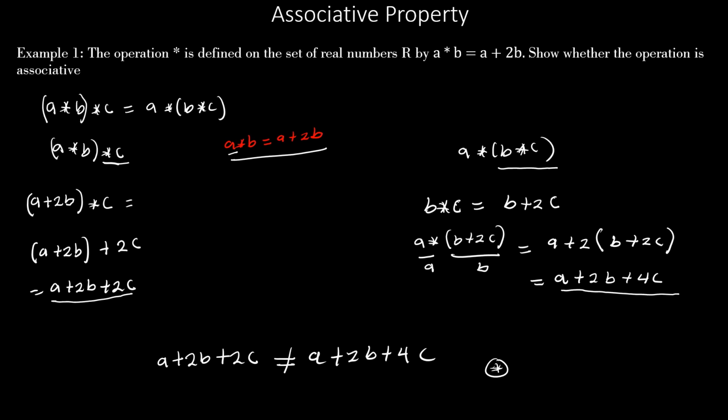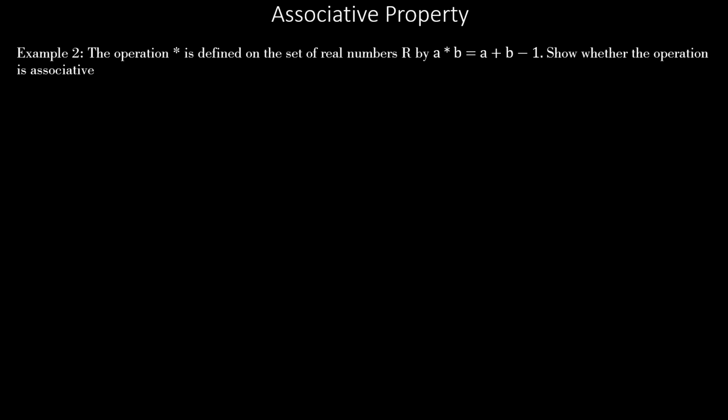It's not associative under the set of real numbers. We have a second example here. The operation asterisk is defined on the set of real numbers by A asterisk B to be equal to A plus B minus 1. Show whether the operation is associative.